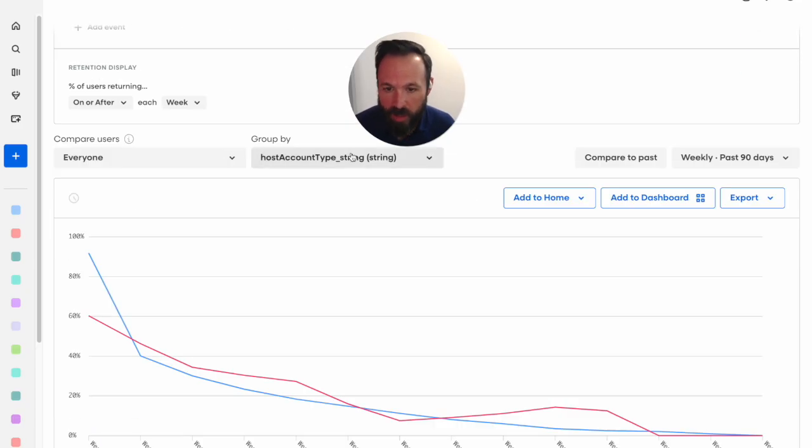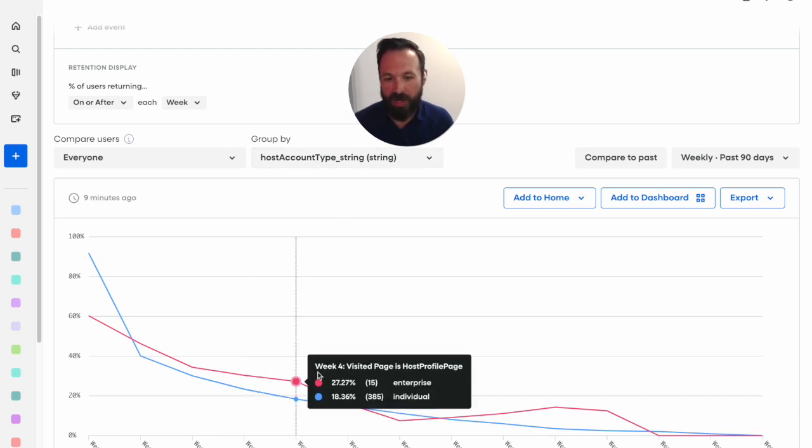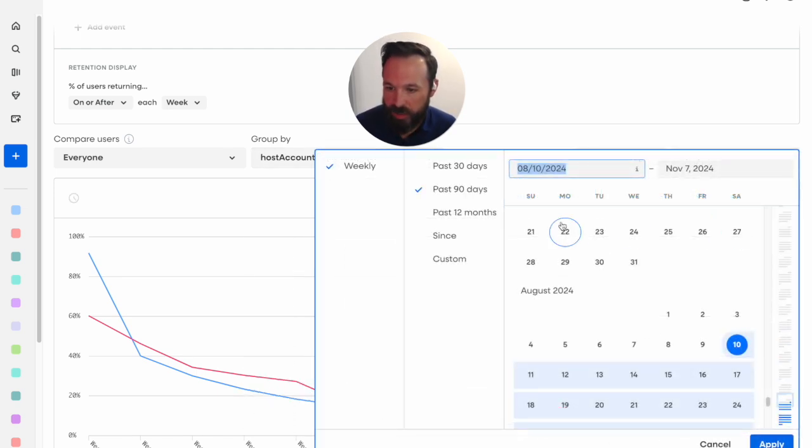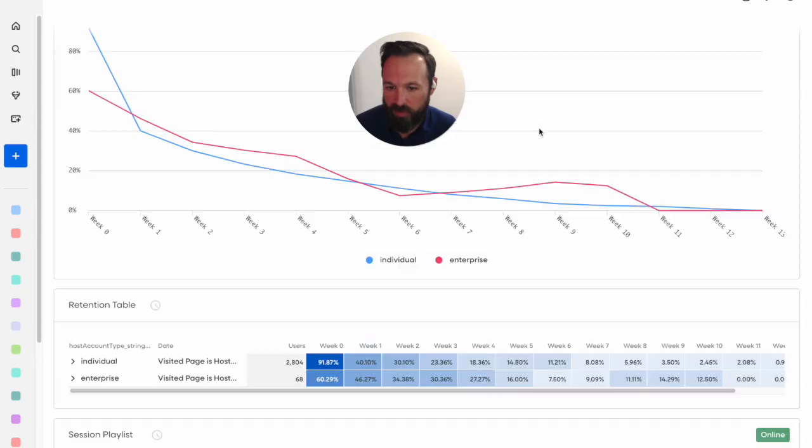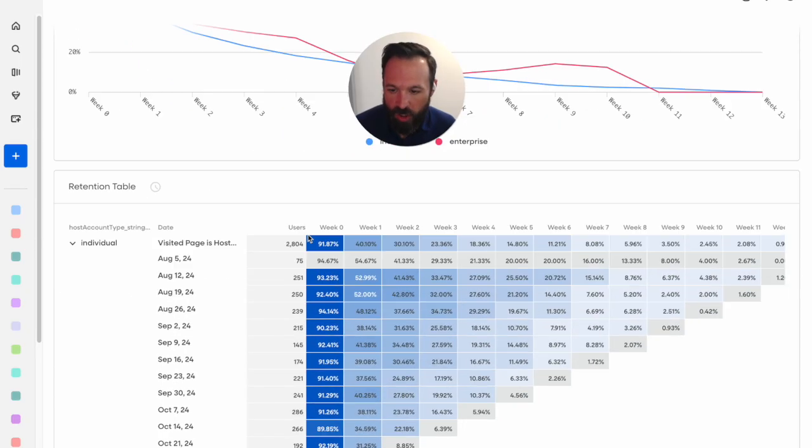And what does it tell us? Well, we've got it broken down by host account type. You can see that by enterprise and individual. Let's actually expand this because it's 30 over the course of 90 days. And then here's your chart below.